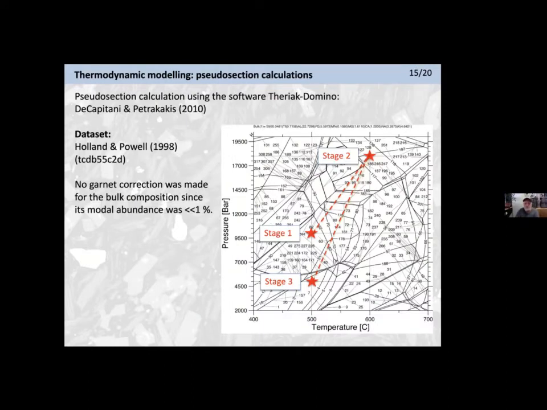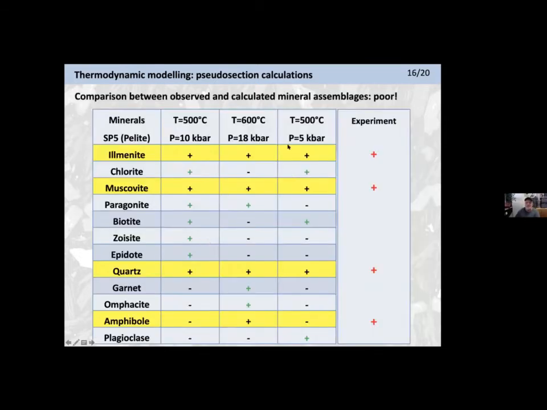I've done some pseudosection modeling using the Theriak-Domino software by De Capitani and Petrakakis. I won't go into the details here. We do have a lot of phase fields. We did not make a garnet correction to the bulk composition because the modal abundance of garnet was way below 1%. But it turns out that the comparison between the observed and the calculated mineral assemblages is rather poor.